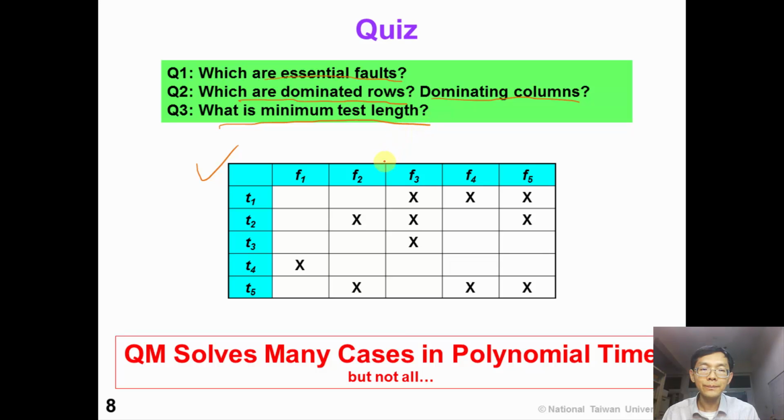Now, are you done yet? For question number 1, it is easy: F1 is the essential fault, and the test T4 must be selected. After that, we can see that row T2 dominates row T3, so we can remove the dominated row T3. So the answer is T3.